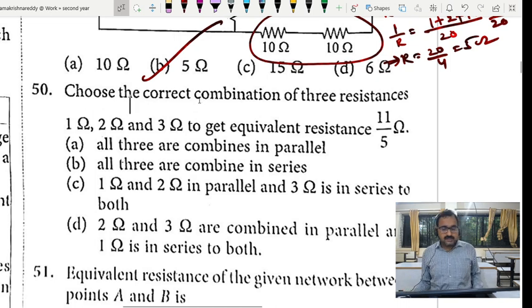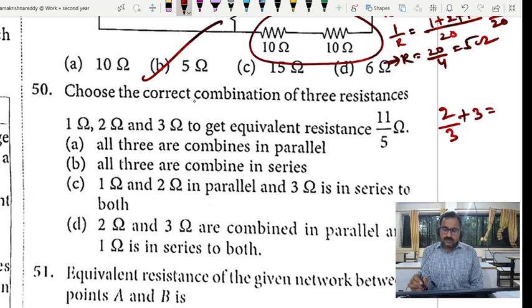Choose the correct combination of 3 resistors, 1 ohm, 2 ohm and 3 ohm, to get an equivalent resistance of 11 by 5 ohm. All the 3 are in parallel, impossible, because 1 by 1 plus 1 by 2 plus 1 by 3, how much are we getting? Already taken as an example, we got 6 by 11 by solving that. So it is not correct. All the 3 are in series, series means 1 plus 2 plus 3, 6. 1 and 2 are in parallel and 3 is in series with both. 1 and 2 in parallel means how much you get? 2 by 3, R1 R2 by R1 plus R2 only, plus 3. So how much are you getting there?